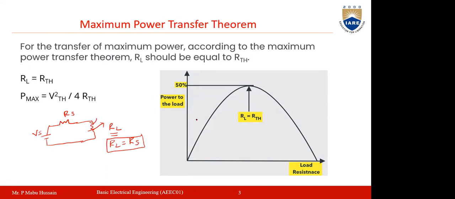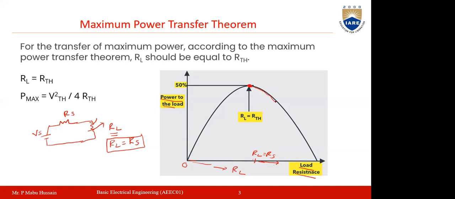If you represent that graphically, take the load resistance on the x-axis and power delivered to the load on the y-axis, and draw the graph by increasing the load resistance RL from 0 to some value. Whenever this load resistance becomes equal to the source resistance, you can observe the maximum power. Maximum power will be delivered to the load whenever the load resistance becomes equal to the source resistance.